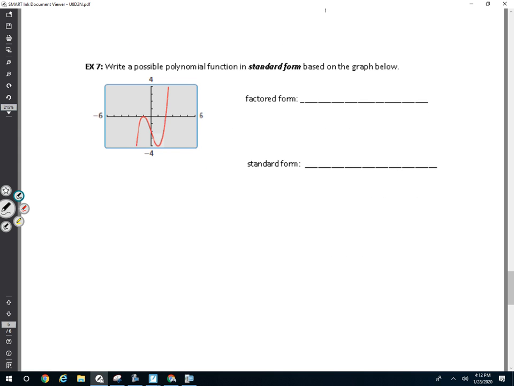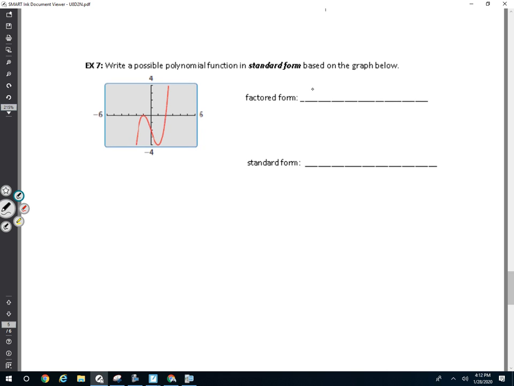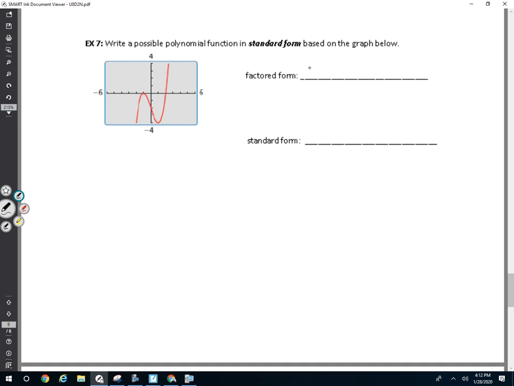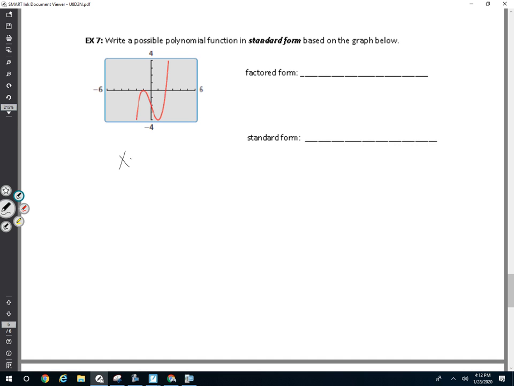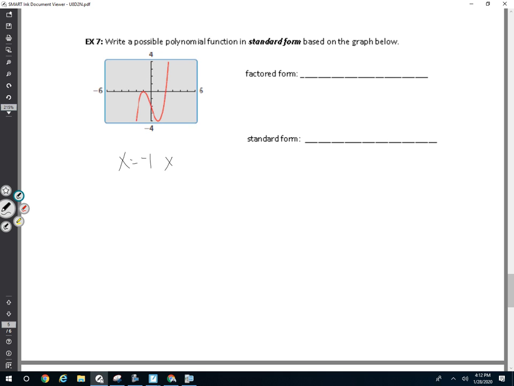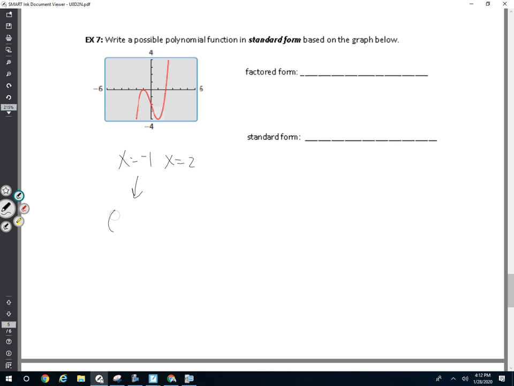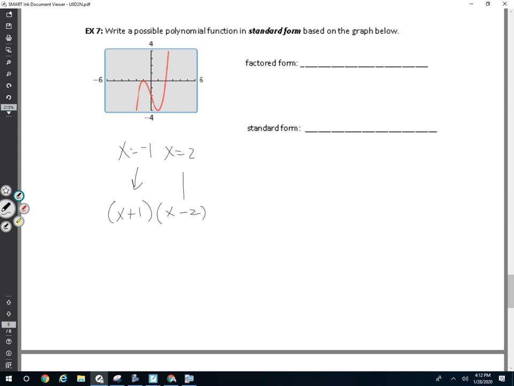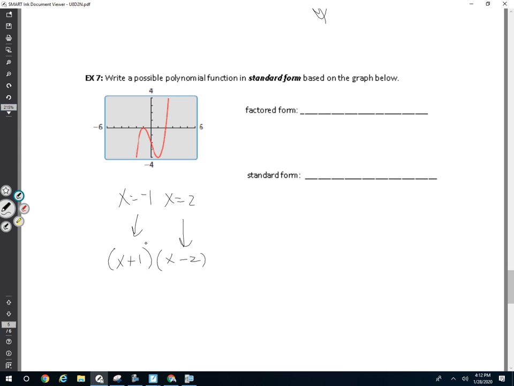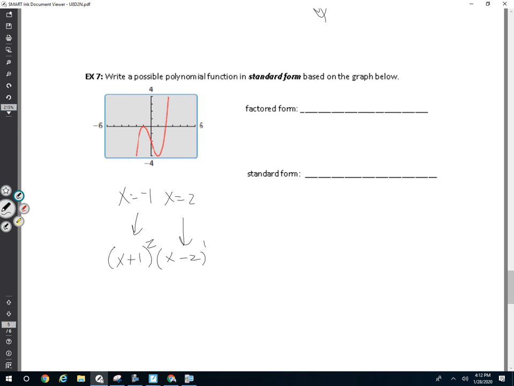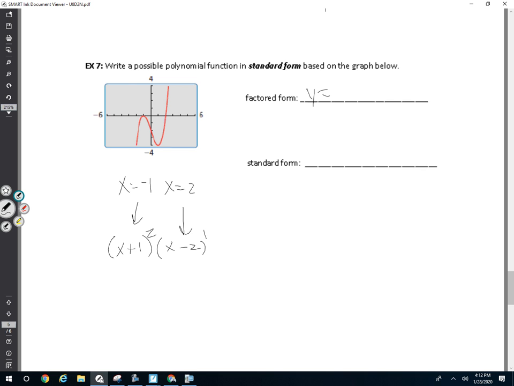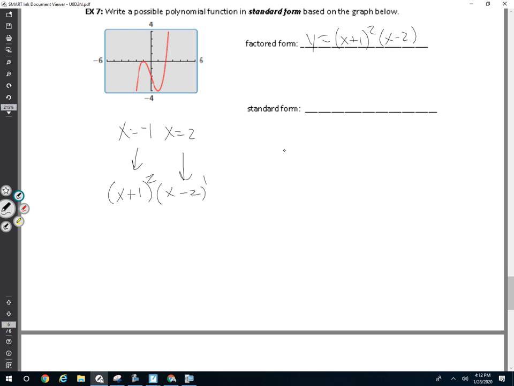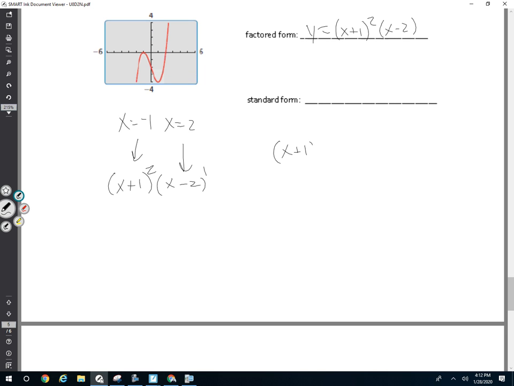If I'm giving you a graph, you should be able to write the equation for it. Well, a possible equation, I can see this is an odd. I can see I pass through x equals -1 as a solution, and x equals 2 as a solution. Well, for x equals -1, x plus 1 must be the factor, and x minus 2 must be the factor. But I notice that it bounces off, so that'd be 2, and it goes straight through, so this would be 1. So my factored form of this equation would be x plus 1 squared times x minus 2.